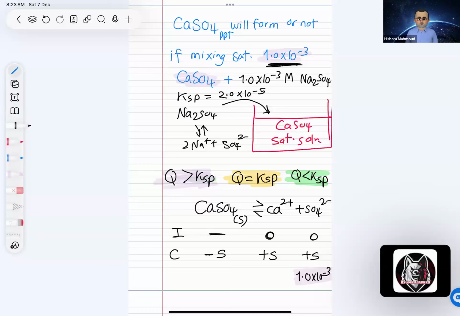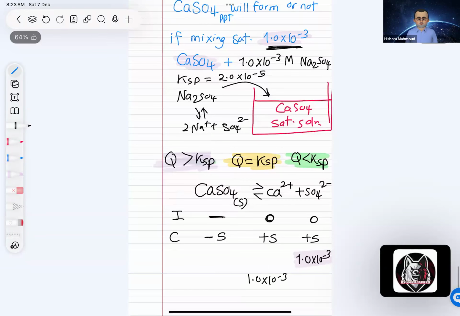It's equal to 1 multiplied by 10 to the power of negative 3 divided by 2. Why? Because the volume has increased to the double. So it is the volume of this.